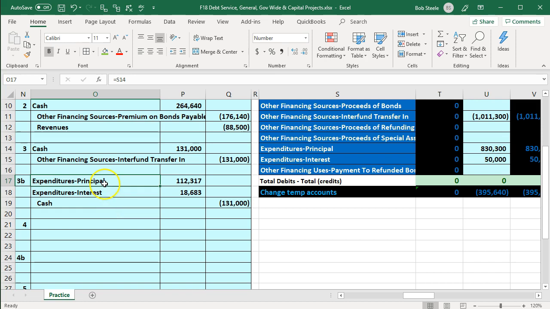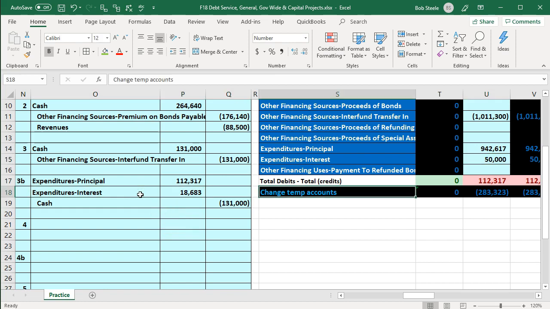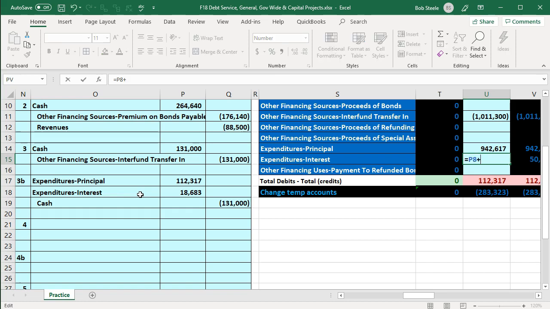So let's record this out. We've got the expenditure for the principal. We'll scroll back over. We're going to be in cell U14. We'll do this with the keyboard, F2 plus F2. And we'll pick up the expenditure for the principal. Then we'll record the expenditure for the interest right below it. We are in U15, F2 plus F2. We'll pick up that one.